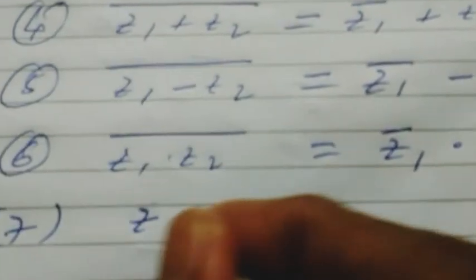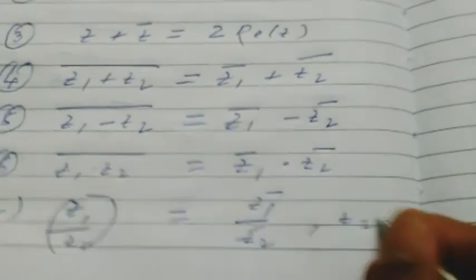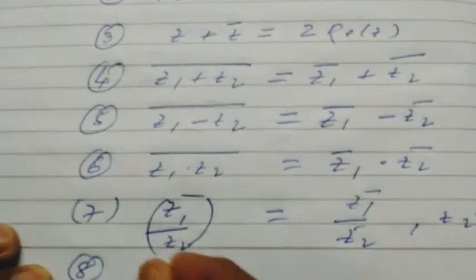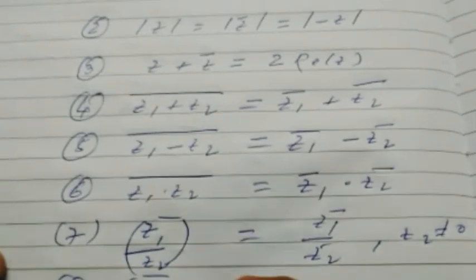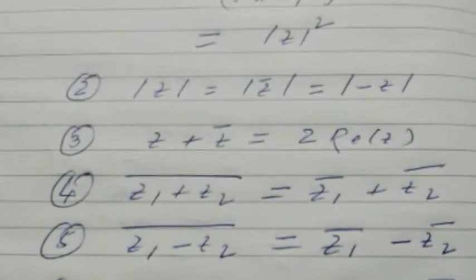Seventh, (z1 upon z2) whole conjugate will be z1 conjugate upon z2 conjugate, where z2 should not be equal to 0. And eighth, the conjugate of z conjugate will be z. So these are the rules, these are the properties we can observe. You can prove these and go through these results, and definitely it will be workable for you.